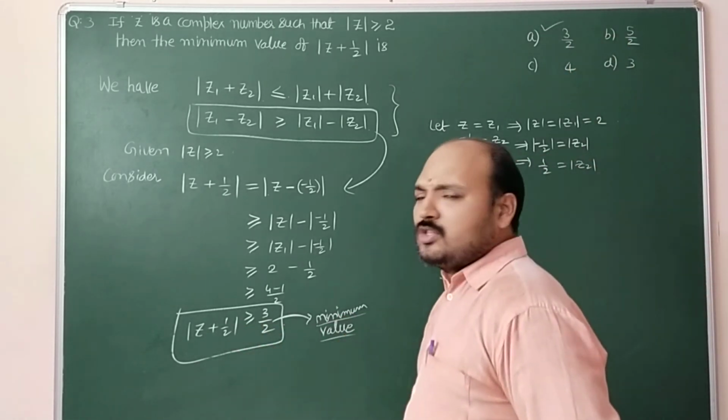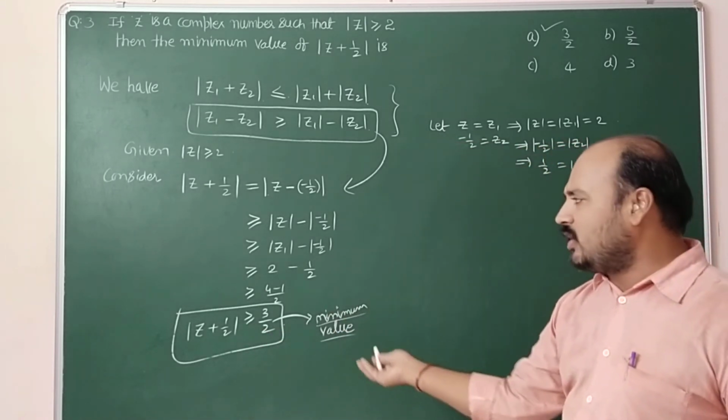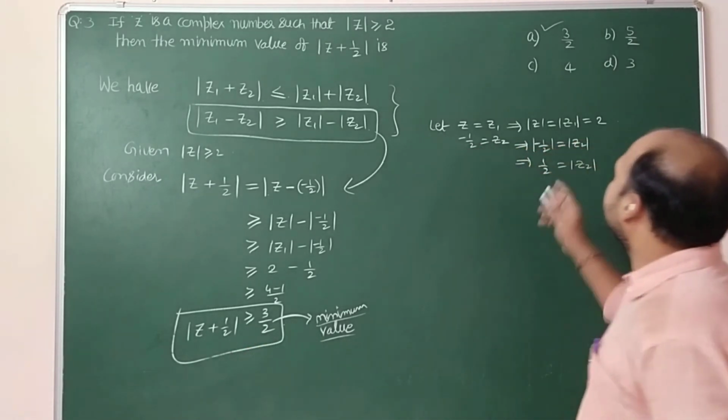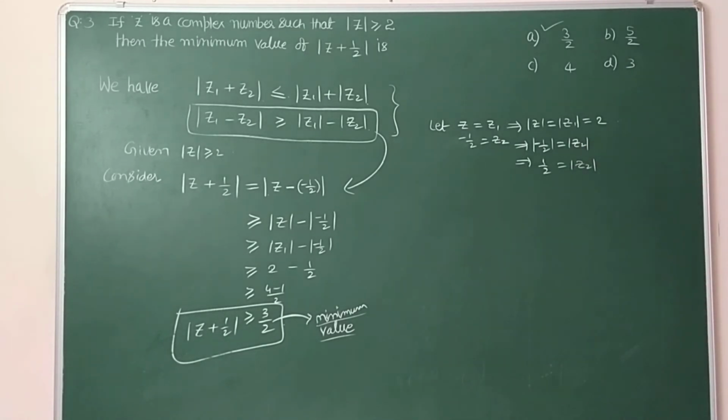Even we can write it like this also: 1 by 2 you can take to this side, and 2 plus 1 by 2, that is 5 by 2, also will come, that is the maximum value. So the minimum value is 3 by 2, which is there in the first option. We will move to the next question now.